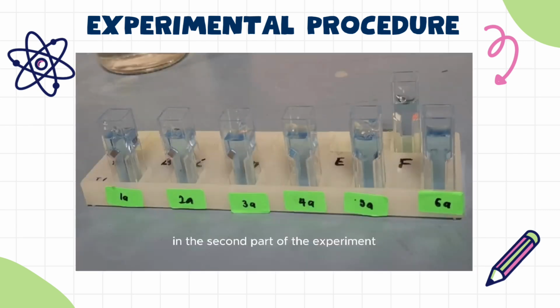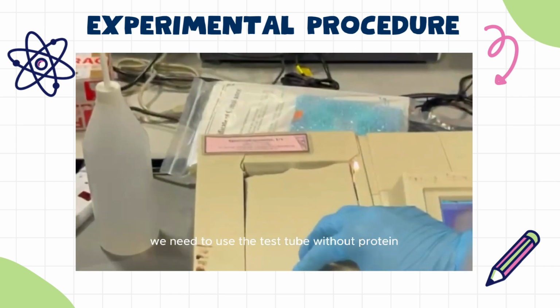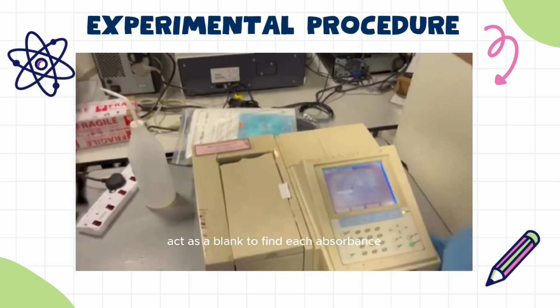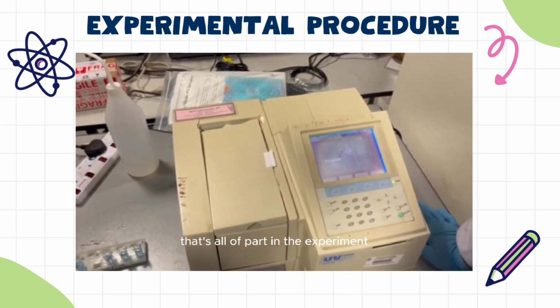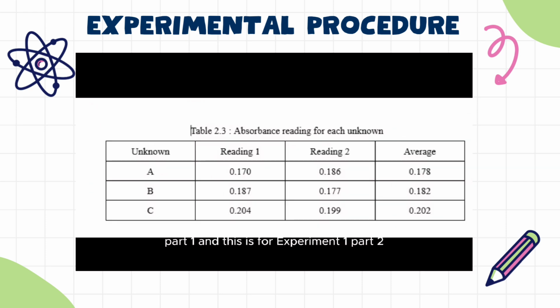In the second part of the experiment, we need to find the absorbance of unknown protein A, unknown protein B, and unknown protein C. This part of the experiment is very similar to part 1, just replaced with unknown A, unknown B, and unknown C. Like in experiment 1, we use the test tube without protein as a blank to find each absorbance. That's all of the experiment. And these are the results for experiment 1, part 1, and this is for experiment 1, part 2.